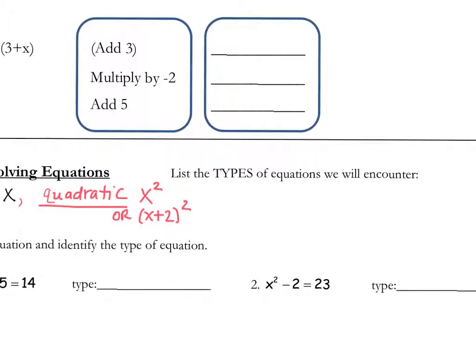Okay, so then the next one is a cubic. So it's a lot like quadratic, except instead of having the 2 as the exponent, we're going to have a 3 as an exponent. So x cubed is what you will see. Again, you might have something like x plus 1 quantity cubed. If you have the exponent as a 3, then you have a cubic function.